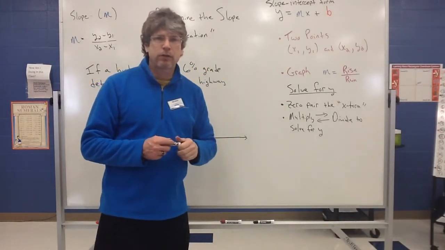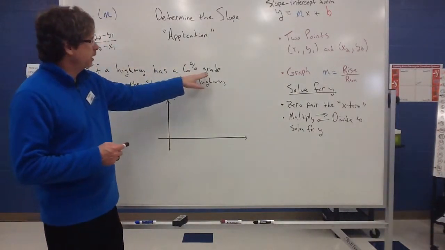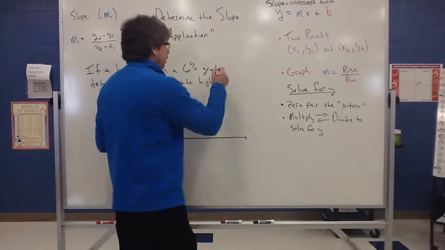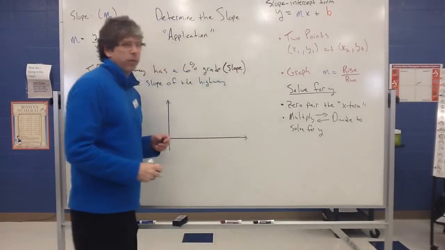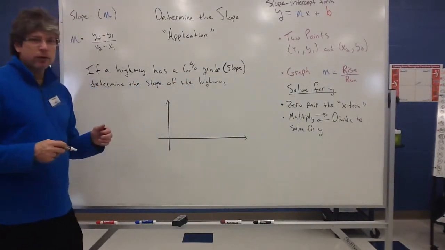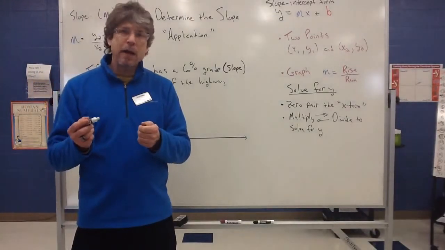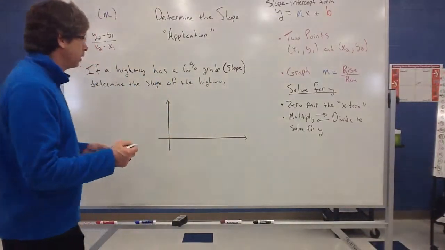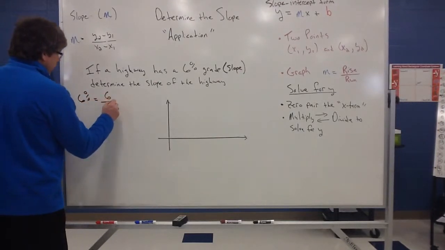You may have seen those signs if you are out much on the highway. But a 6% grade kind of implies 6% slope. So grade is a synonym for slope. But slope, remember, is more of this rise over run concept. But remember, a percent can be expressed as a fraction. So 6% is equivalent to 6 out of 100.